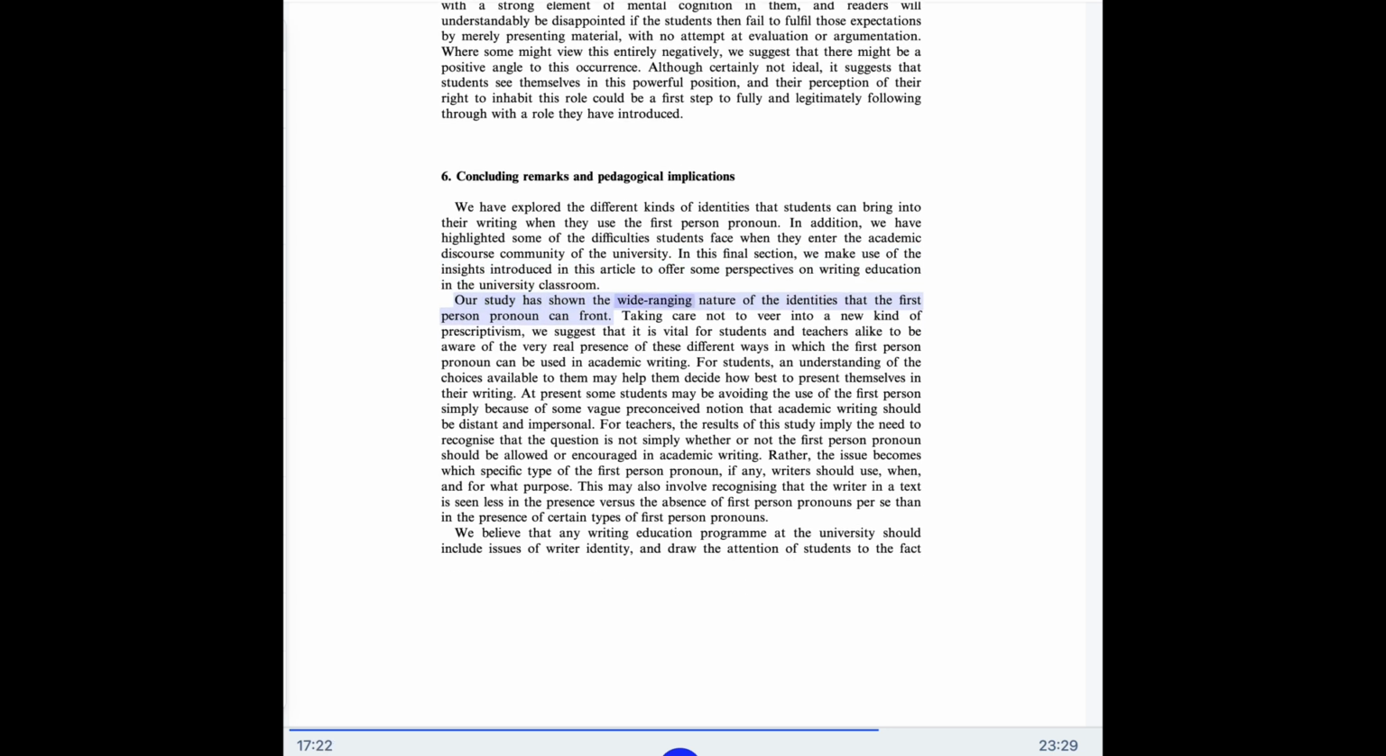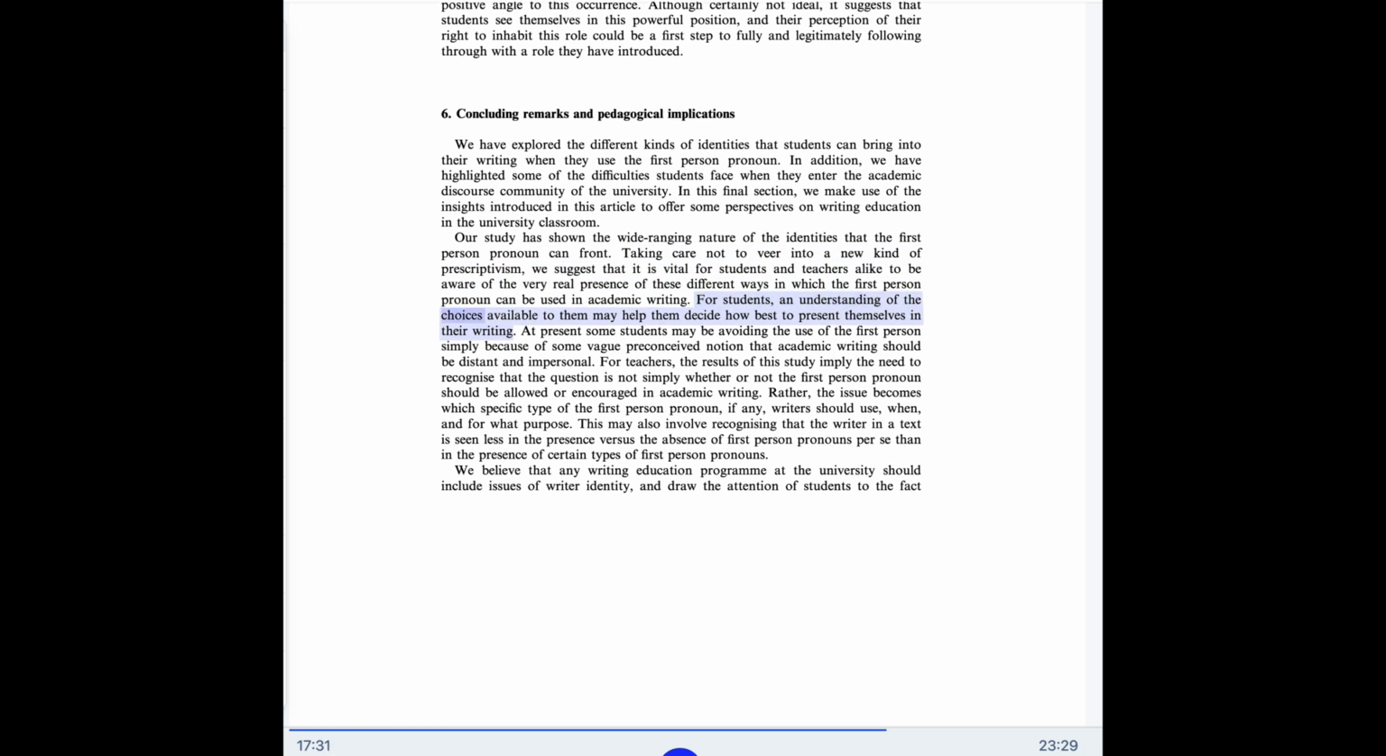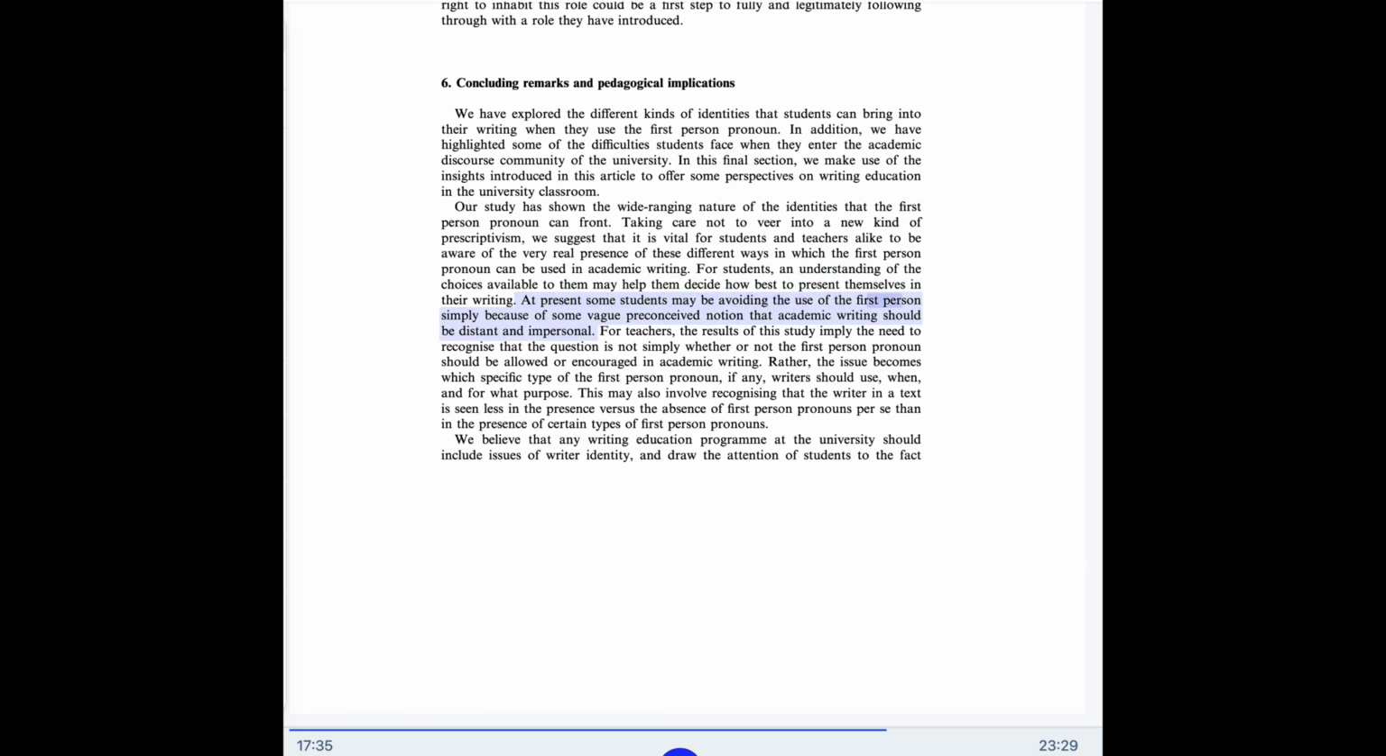Our study has shown the wide-ranging nature of the identities that the first person pronoun can convey. Taking care not to veer into a new kind of prescriptivism, we suggest that it is vital for students and teachers alike to be aware of the very real presence of these different ways in which the first person pronoun can be used in academic writing. For students, an understanding of the choices available to them may help them decide how best to present themselves in their writing. At present, some students may be avoiding the use of the first person simply because of some vague preconceived notion that academic writing should be distant and impersonal.